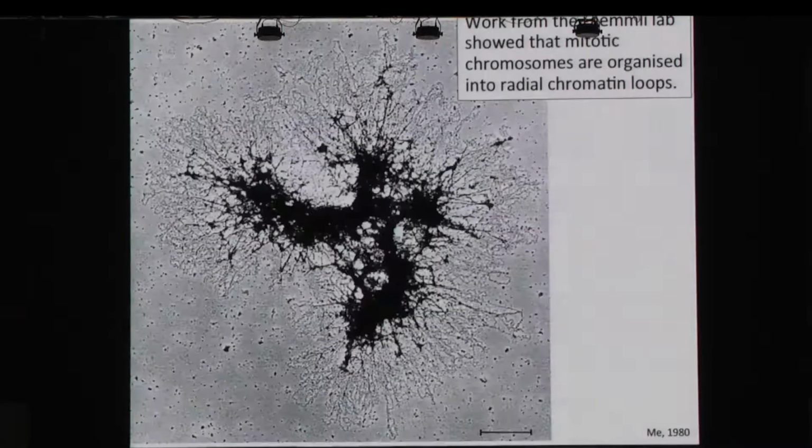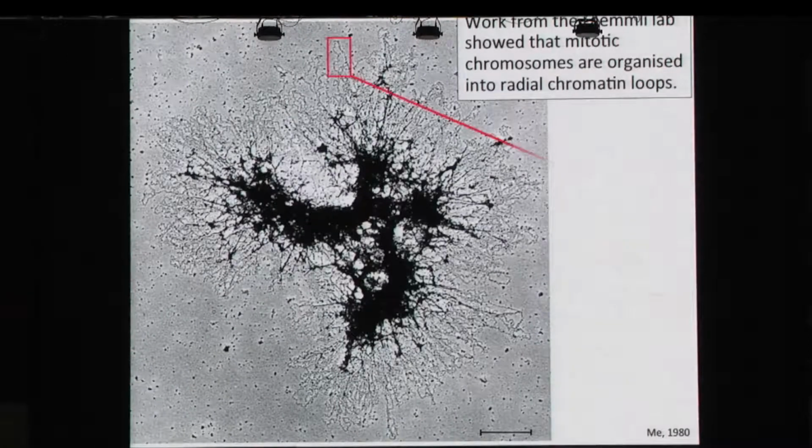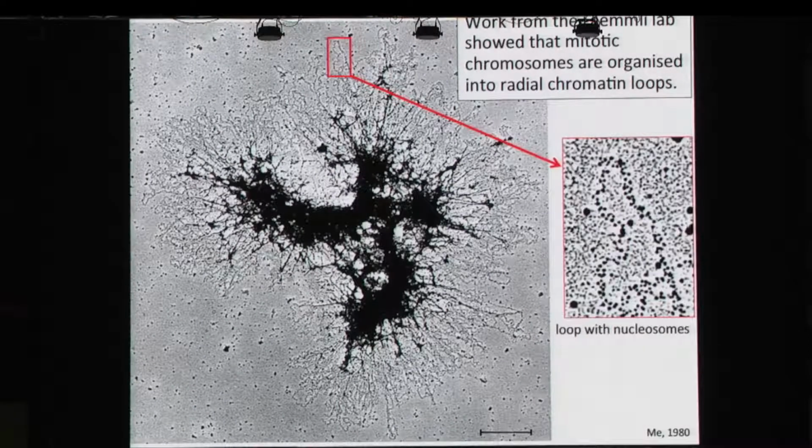so that it can segregate? Now, work from Uli Laemmli's lab, done before I joined it and while I was a member of the lab, showed that mitotic chromosomes are organized into loops. Here you can see a loop, and on the right you see the nucleosomes on that loop. What holds the loops? What's at the bottom of the loops?